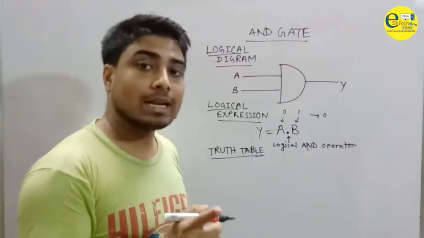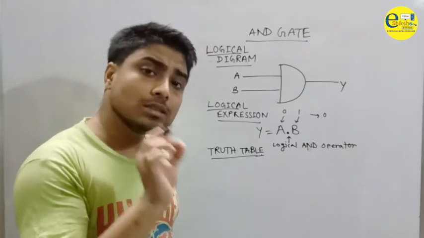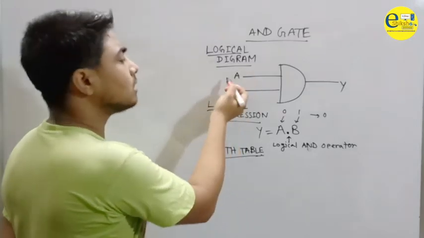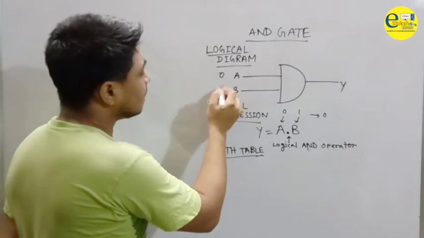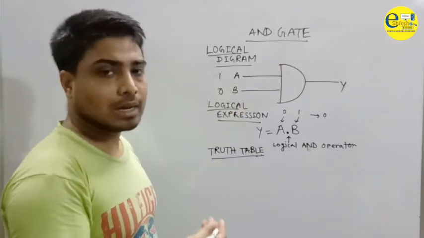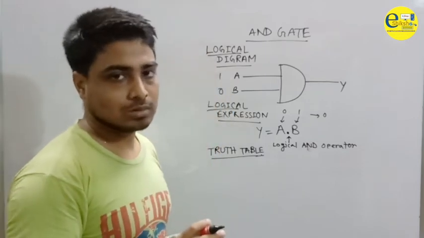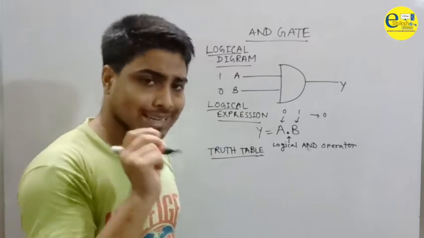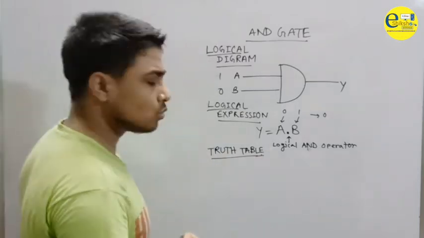The logical AND operation says that if you have at least one 0 as your input, 0 can be either here or here, you will always get output 0. That means for a single 0 input, you will always get output 0. So let's understand with the truth table.